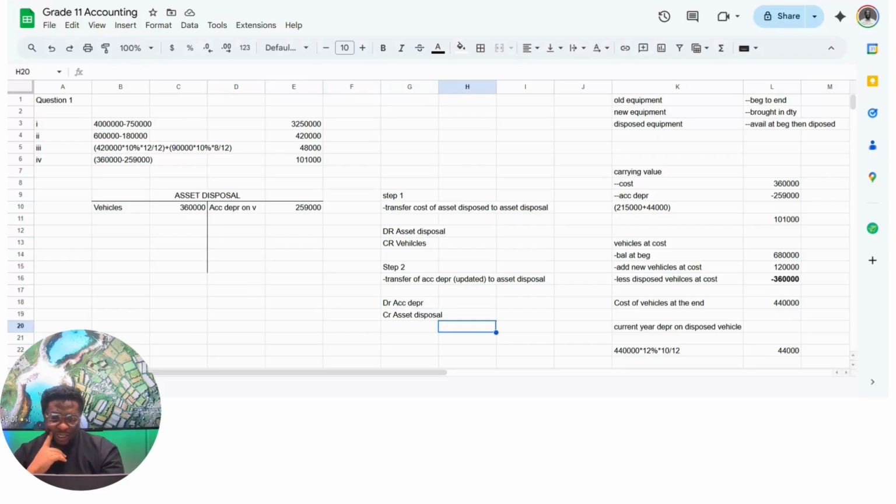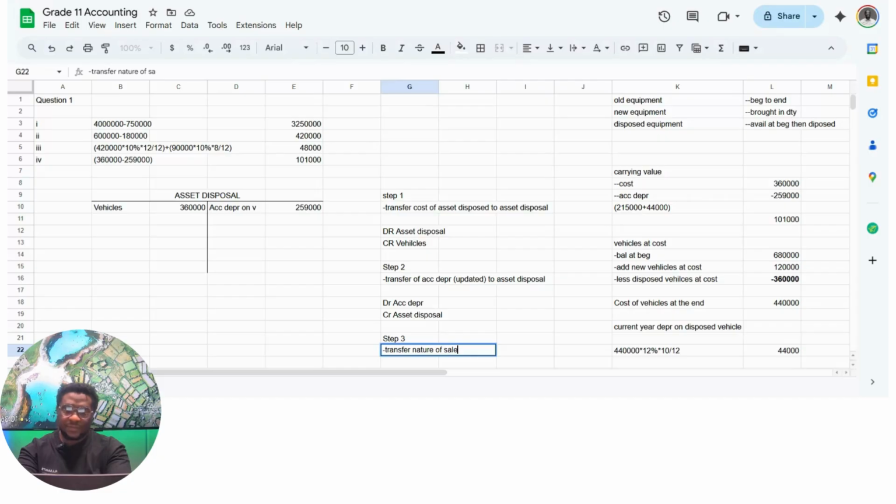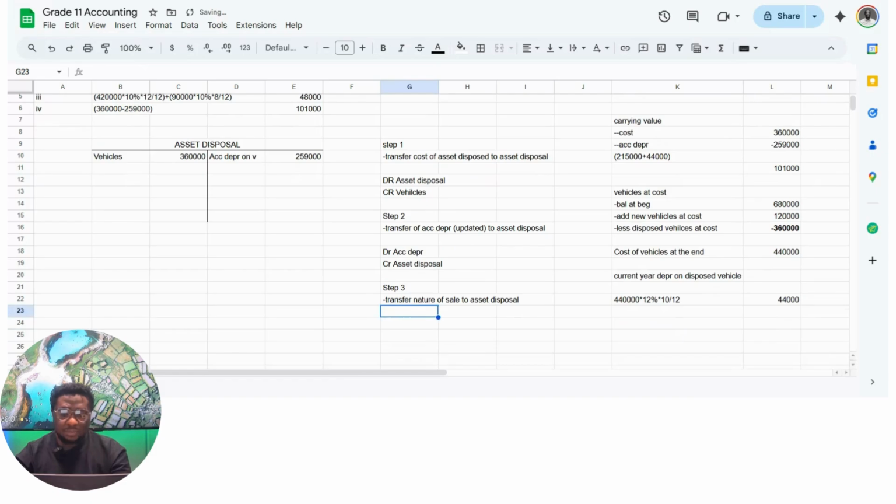Now, the next thing that we're going to be looking at is the third step. So the third step is transfer nature of sale to asset disposal. Now, the nature of sale, it really does depend because there are many natures of sale. You can sell it for cash, you can sell it on credit, you can donate it, you can give it, whatever the case is. In this case, the nature of sale is cash.